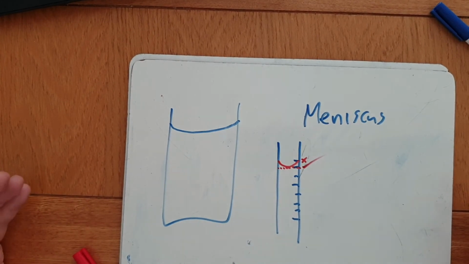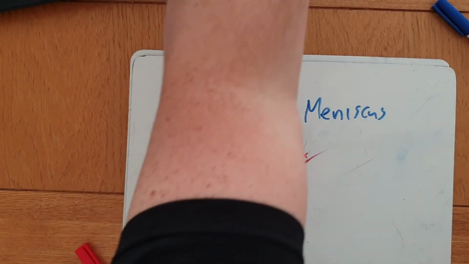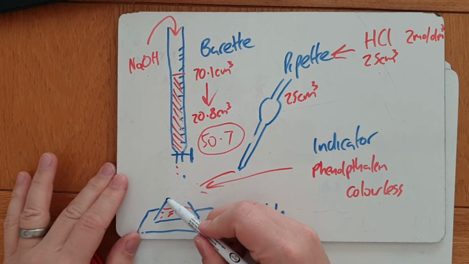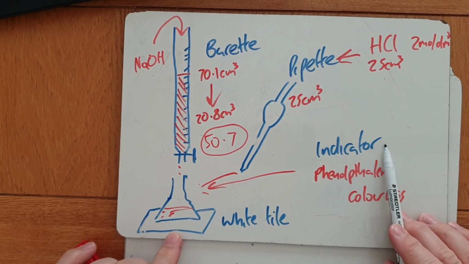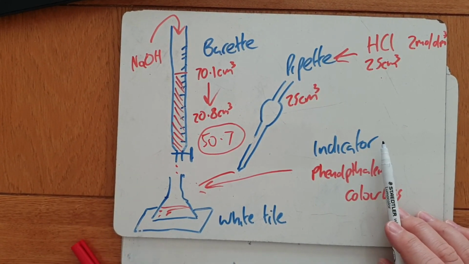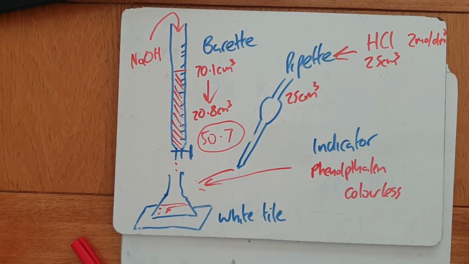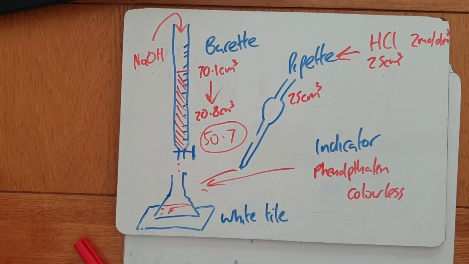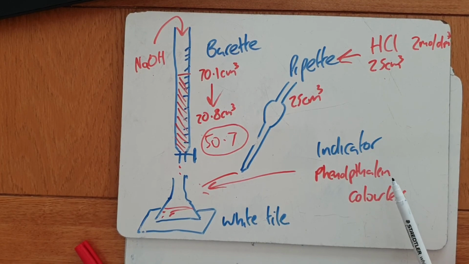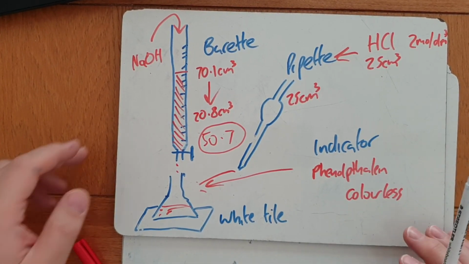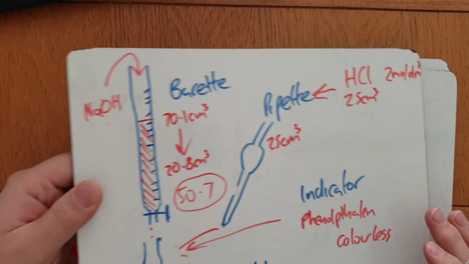So why do we do it 3 times? To take a mean, make sure we're accurate. Why do we use a white tile? To make it easier to see the colour change. Why can't we use the universal indicator? Because we need an indicator that will change with 1 drop, and universal indicator won't. It'll be like, oh, is it yellowy green, or is that green, or when does it stop being yellow and start being green? You can't do it. So phenolphthalein or methyl orange, it just changes instantly. And then you make sure you're really accurate because you take your measurings from the bottom of the meniscus.